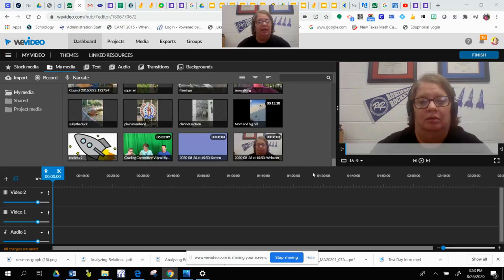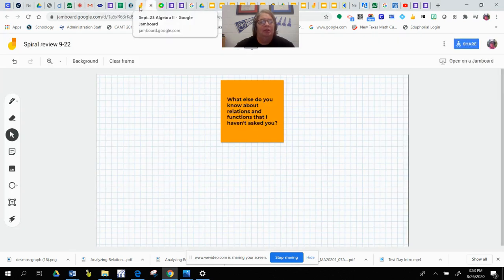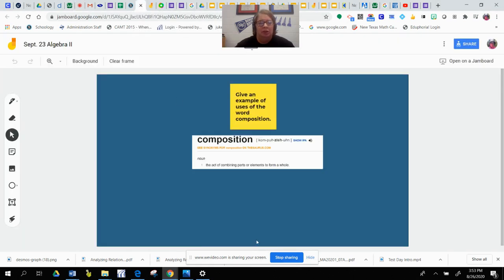Students, today we're going to look at finding the inverse, or verifying the inverse, through composition of functions. You looked at a Jamboard earlier where you looked at the definition of composition, and it means to put things together. In fact, let's look at that. There it is. The word composition. I copied there the first definition that says the act of combining parts or elements to form a whole. That's what we're going to do with these functions.